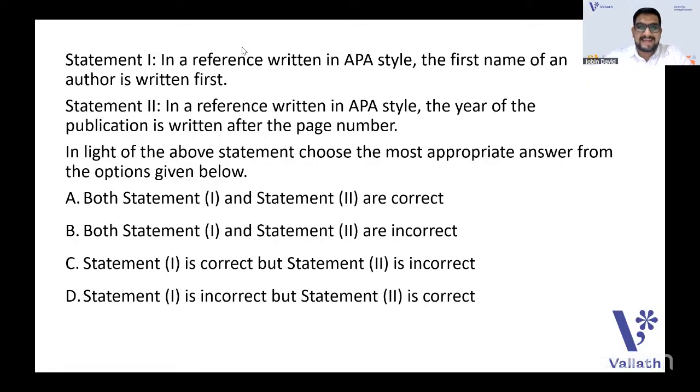This is regarding styles and referencing. For citations you should study APA style, that is American Psychological Association style. So what is the answer that you go with? The answer is both are incorrect. In APA style, the first name of an author is written first? No, the second name is written. The year of the publication is written after the page number? No, the year of the publication is written just after the name. That is in APA style. Next one.